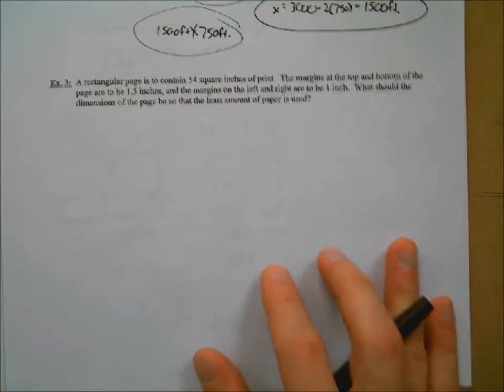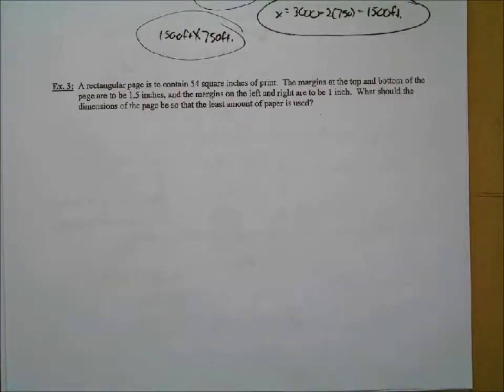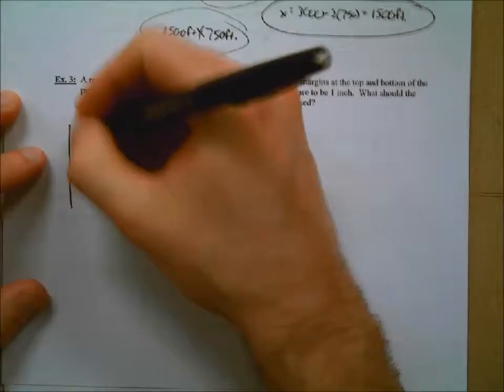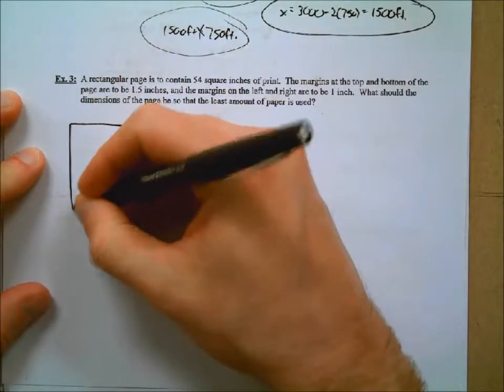Okay, so a rectangular page. A rectangular page is to contain 54 square inches of print. The margins at the top and bottom of the page are to be 1.5 inches, and the margins on the left and right are to be 1 inch. What should the dimensions of the page be so that the least amount of paper is used? Okay, so this is a rectangle, and it's a page, so most likely it's this kind of rectangle, right?